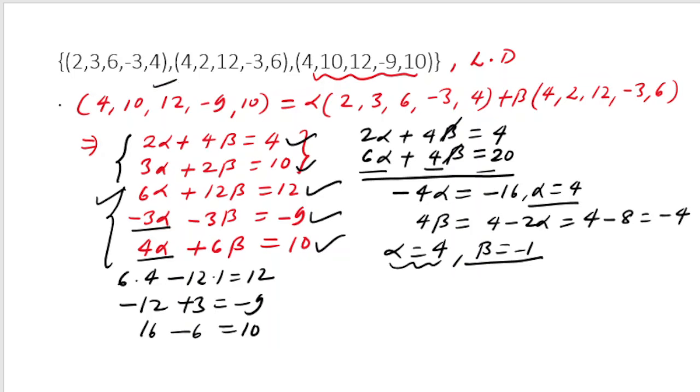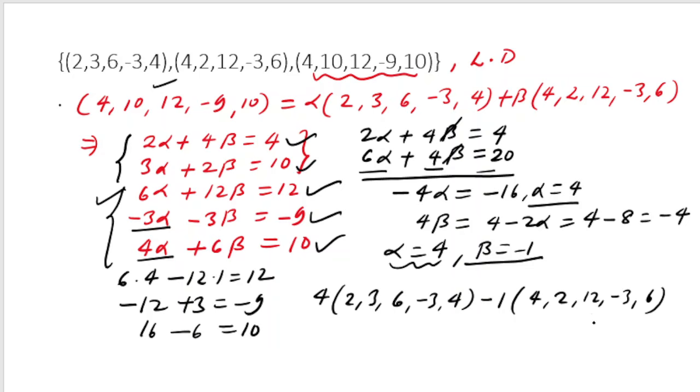That this vector can be written as 4 times (2, 3, 6, -3, 4) plus, because beta is minus 1, minus 1 times (4, 2, 12, -3, 6). If you simplify it, 4 into 2 is 8, 8 minus 4 is equal to 4. Then 4 into 3 is 12, 12 minus 2 is equal to 10. 4 into 6 is 24, 24 minus 12 is 12. 4 into minus 3 is minus 12, and plus 3 is minus 9. And finally 4 into 4 is 16, 16 minus 6 is equal to 10.